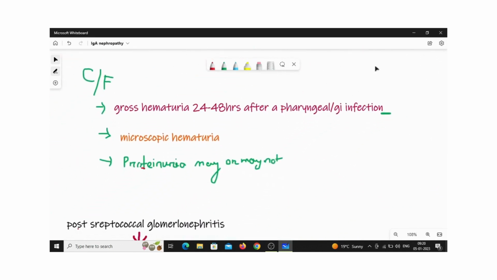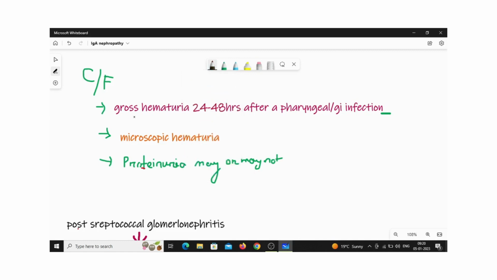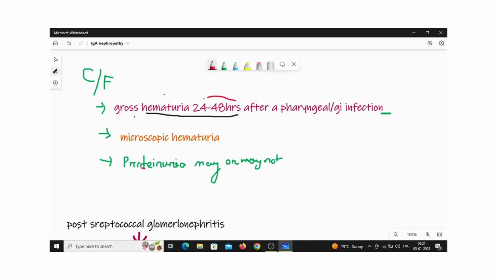On clinical features, the diagnosis may be made only by the clinical features. There is hematuria within 24 to 48 hours. This is very important in IgA nephropathy. The time period is 24 to 48 hours after a respiratory or pharyngeal infection or GI infection. So after pharyngeal or respiratory organ infection or GI infection, if there is hematuria within this period, then the diagnosis is IgA nephropathy.